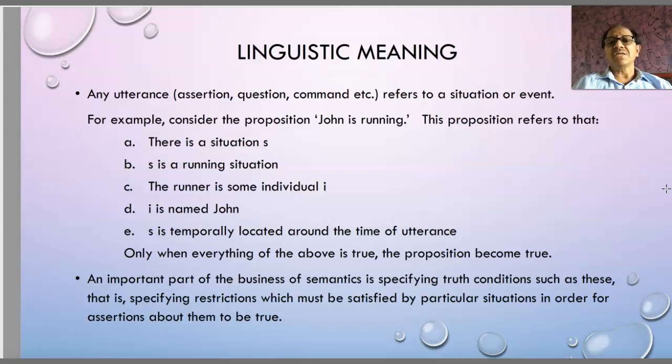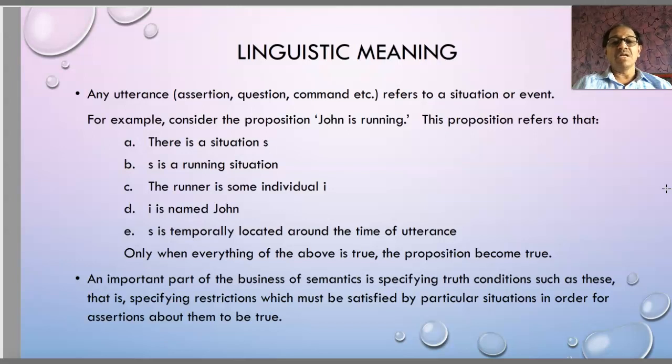When we say John is running, it refers to that there is a situation S, and that situation is a running situation. And in the running situation there is a runner. And that runner is some individual I. And that individual I is named John. And the situation S is temporally located around the time of the utterance.